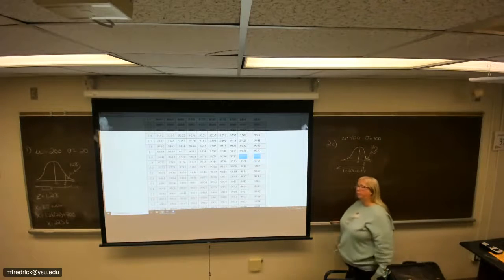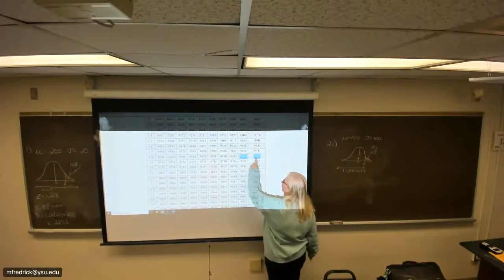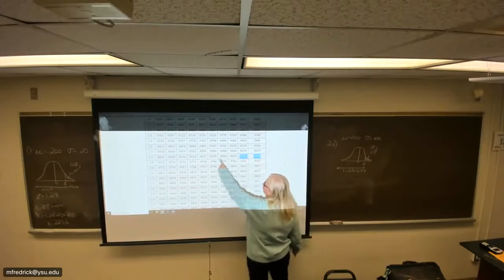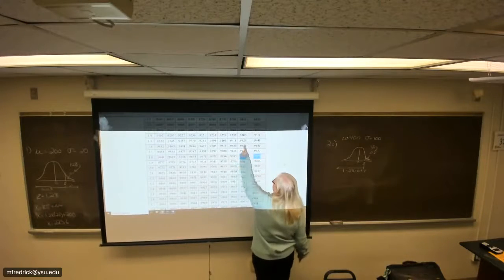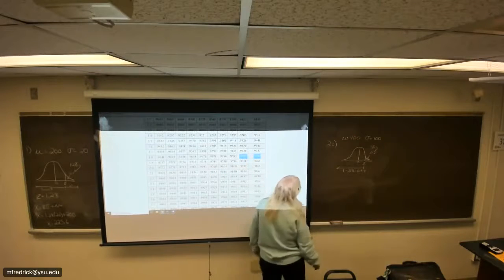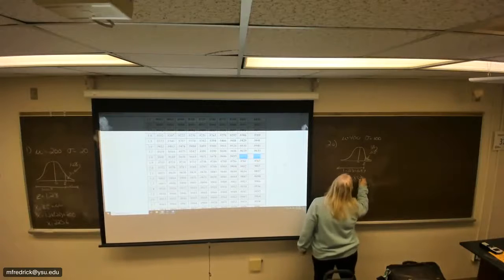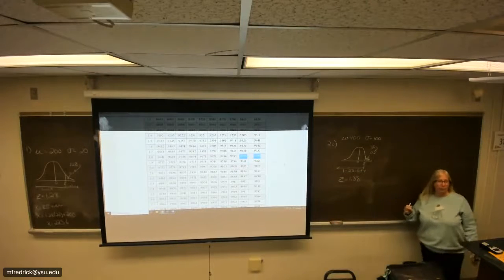It's between these two. It would be closer to this one than this one. This is 0.0006 away. This is 0.0001. So it's closer to this one. So 1.8, and this is the second to the last column, so it's an 8. 1.88. Is that what everyone got?